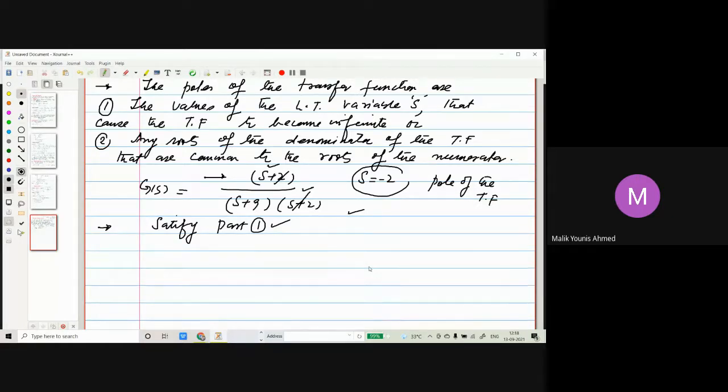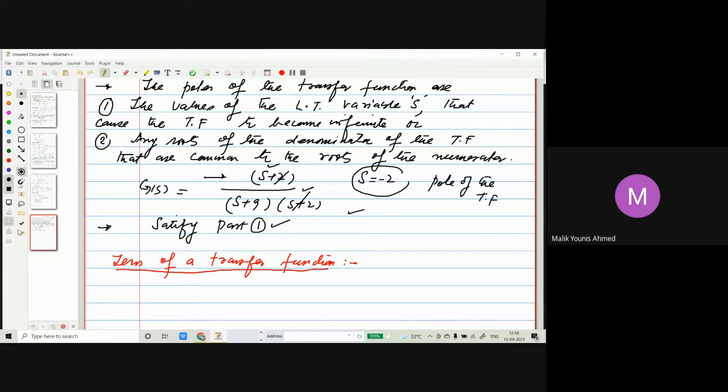Okay. So this is about the poles of it. Zeros of the transfer function will hold the same thing. Zeros of a transfer function.